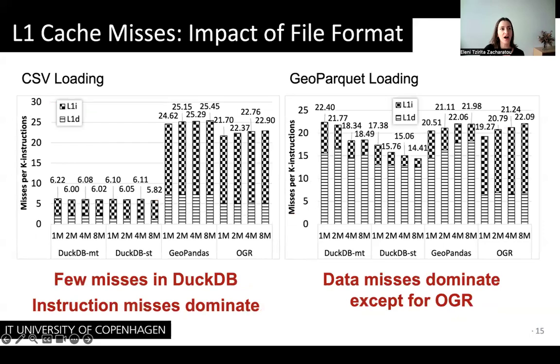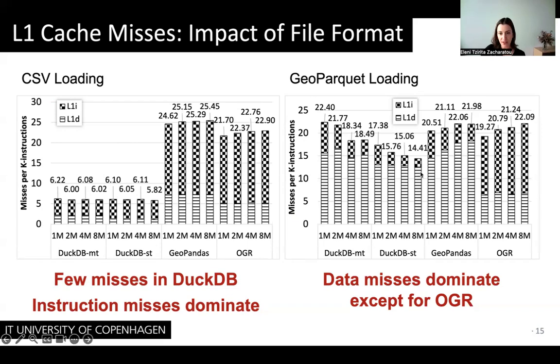Next, let's compare the misses per 1,000 instructions, or MPKI, when loading CSV and GeoParquet files using different systems. First, let's look at CSV loading on the left-hand side. Here we see that DuckDB, both multi-threaded and single-threaded, experiences significantly fewer misses compared to GeoPandas and OGR. Additionally, we see that in all cases, instruction misses dominate over data misses.